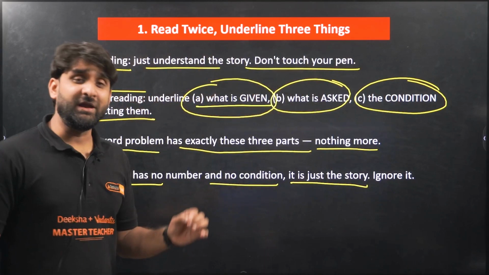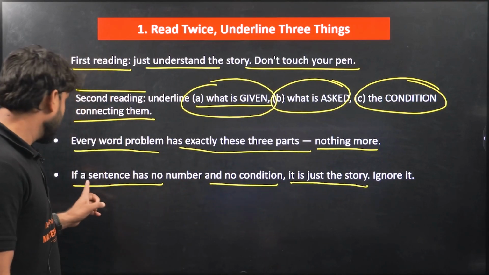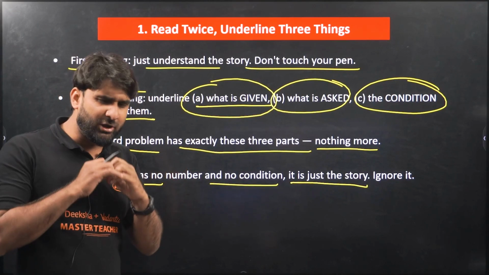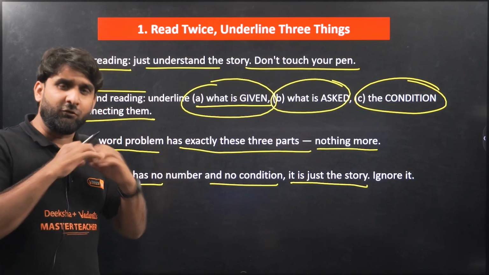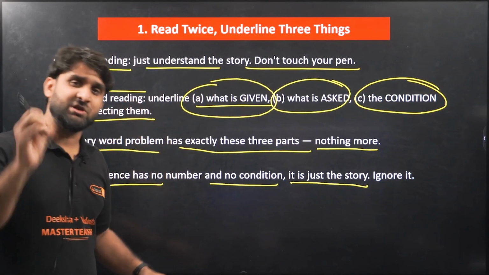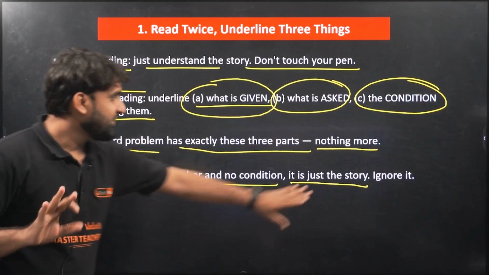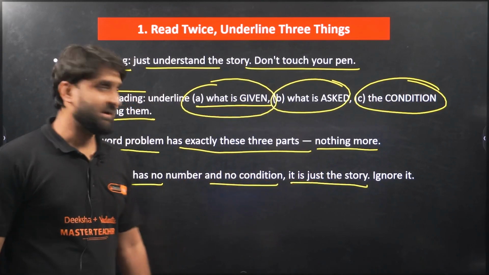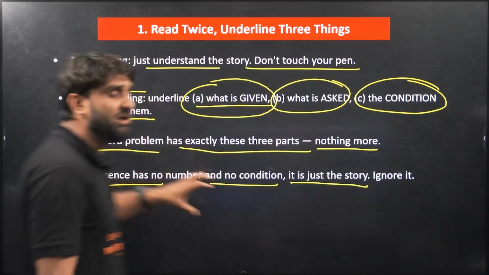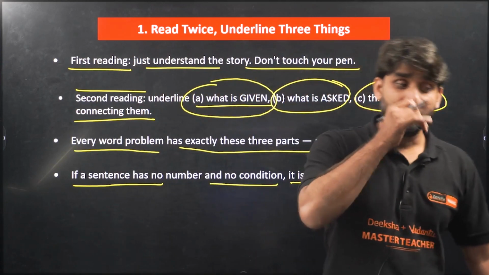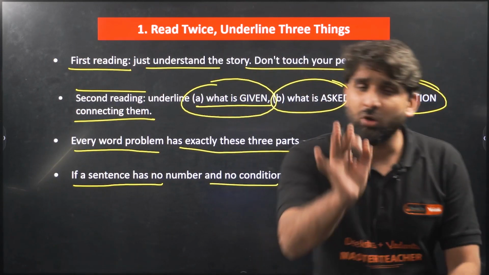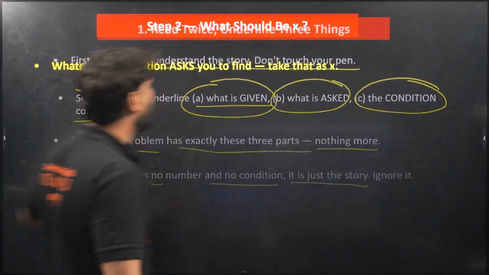Okay, so if in any word problem a sentence has no number, no numeric value, and everything is just language, grammar, English letters, no number is there, please ignore that. Right, so these are the tips and tricks that toppers usually follow to solve word problem questions without making any error. Okay.